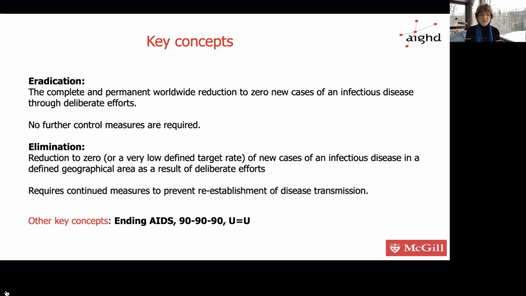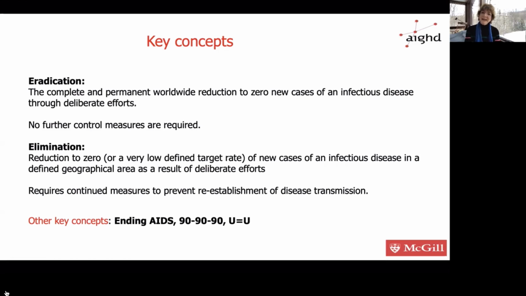Other key concepts are eradication and elimination. So eradication is the complete and permanent worldwide reduction to zero new cases of an infectious disease, and no further control measures are required. Only smallpox has been eradicated. Elimination means reduction to zero, or a very low defined target rate of new cases of infectious disease in a defined geographical area as a result of deliberate efforts. It requires continued measures to prevent re-establishment of disease transmission.